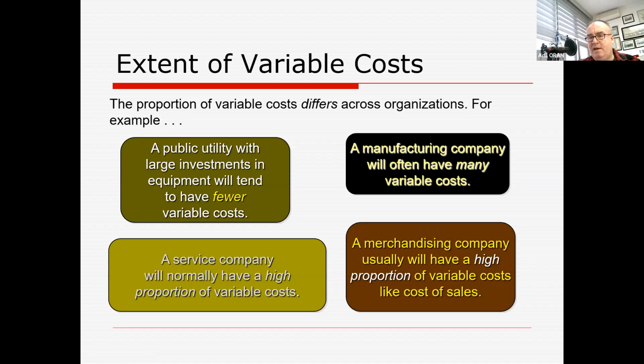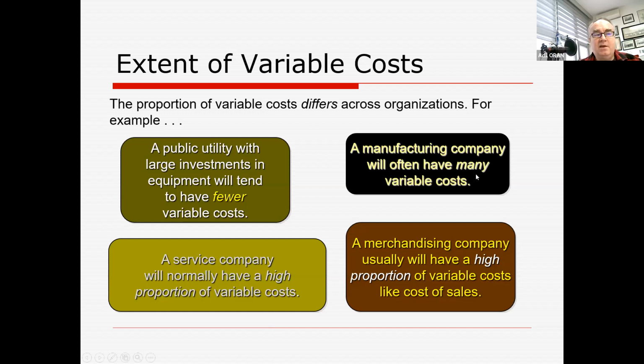A service company, typically like a restaurant or legal services or education, requires very little fixed expenses. You don't need a lot of machinery or expensive equipment. Typically, what you need is labor, and labor with education and skills. And so your variable cost will tend to make up the majority of your expenses. So high proportion of variable, low proportion of fixed costs.